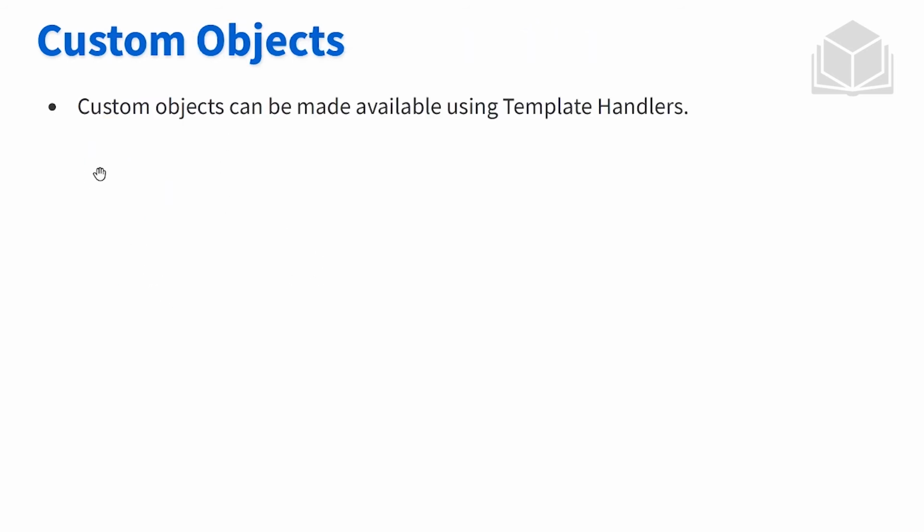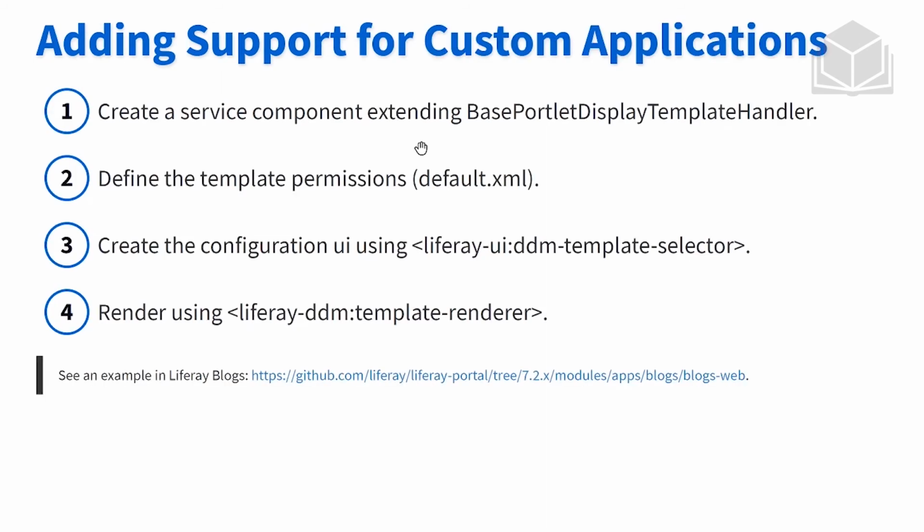Additionally, we can use custom objects. And these custom objects can be made available using template handlers. To add support for custom applications, what we need to do is 1. Create a service component extending base portlet display template handler. 2. Define the template permissions. This is going to be inside of the default.xml. 3. Create the configuration UI using Liferay UI :DDM template selector. And 4. We're going to render using Liferay DDM template renderer. There's a great example of this that you can see in the link below.